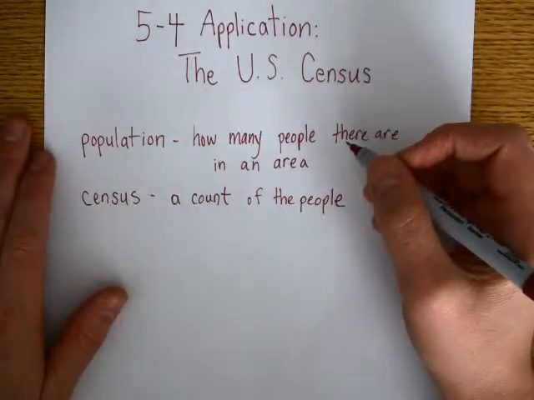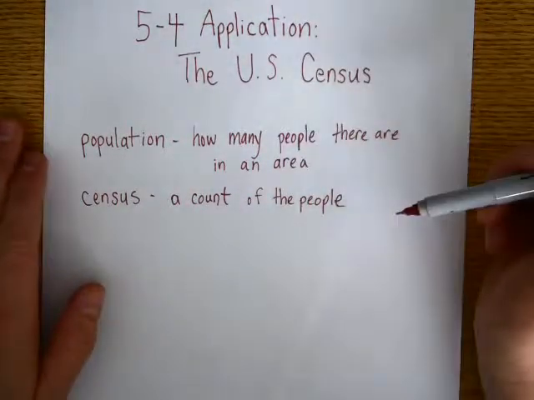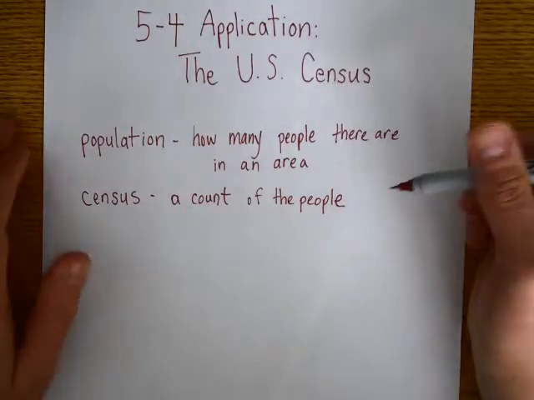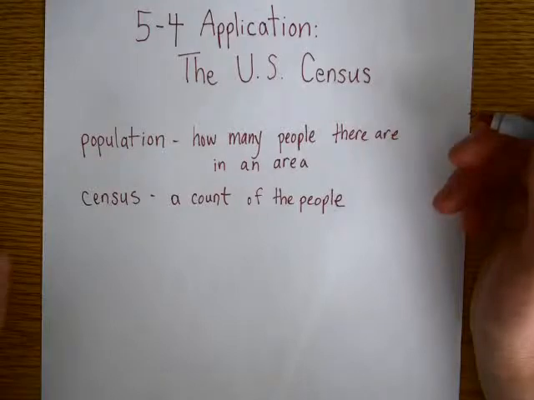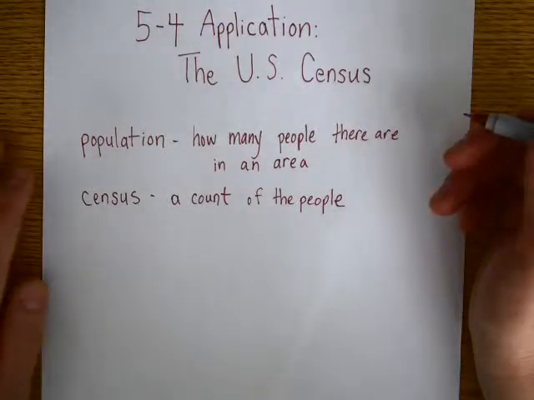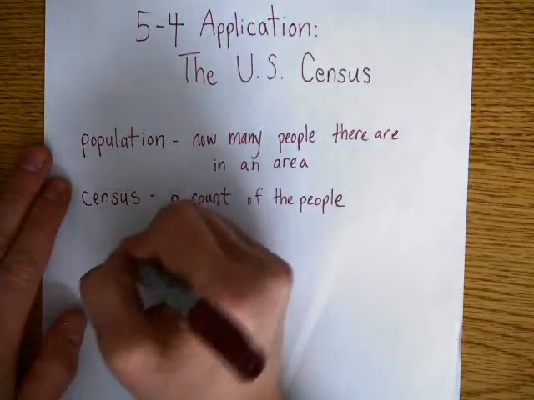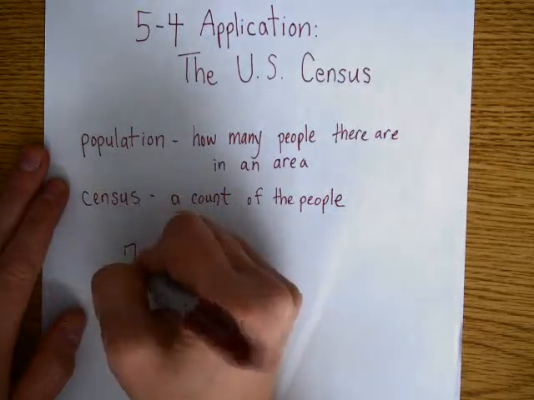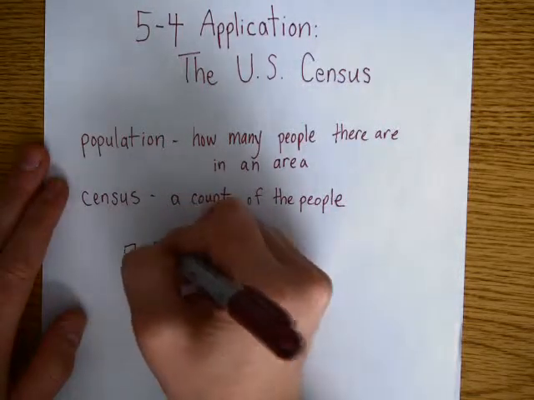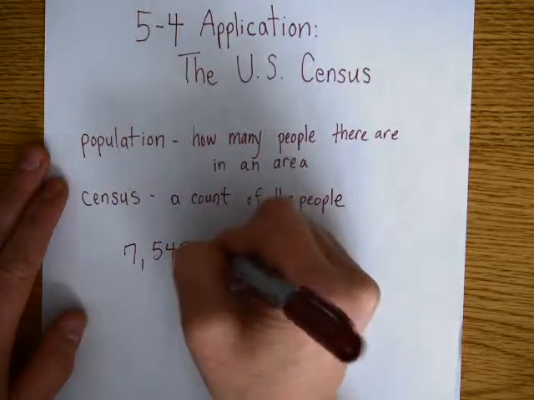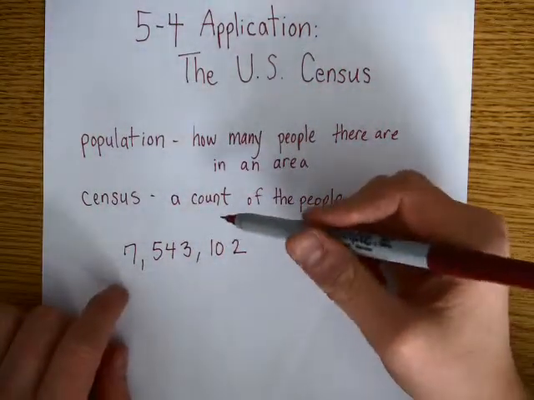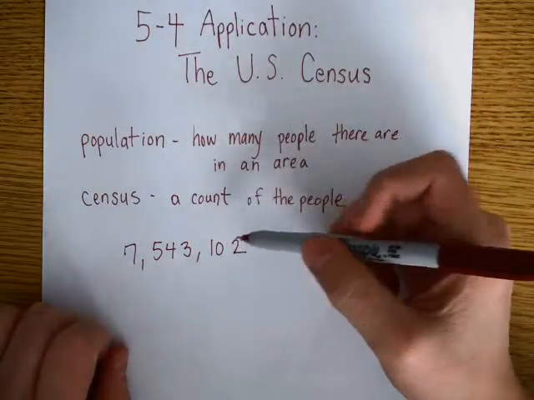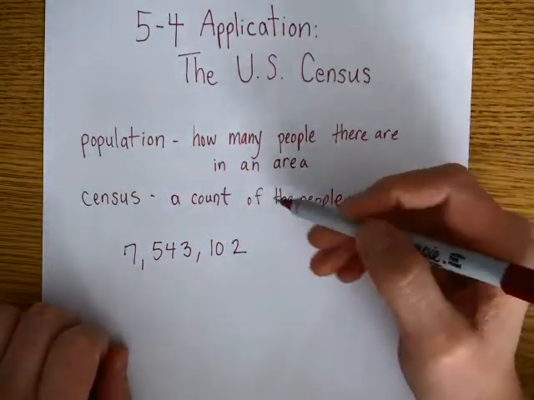As far as this lesson goes, we're going to be looking a little bit at population and census. We want kids to be able to read 6 and 7 digit numbers and to know what their digits are. So for example, we want them to be able to read this number here, let's say 7,543,102. We want kids to be able to read that.